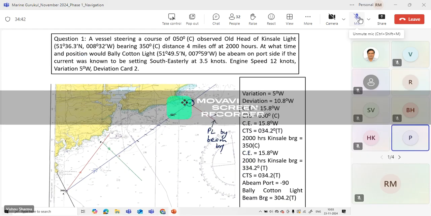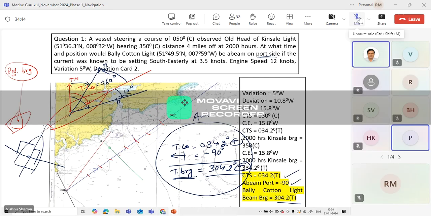So this is subtracted by... You can see here. It's here. It's here. You can see here. I explained here. Now tell me. Okay, so 034 and above, port minus 90.